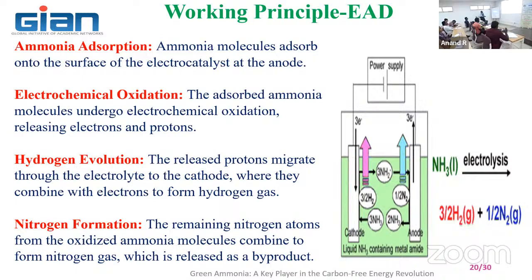So ammonia molecules adsorb on the surface of the electrode at the anode. The adsorbed ammonia molecules undergo electrochemical oxidation, releasing electrons and protons. The released protons migrate through the electrolyte to the cathode, where they combine with the electrons to form hydrogen gas. The remaining nitrogen left over on the anode side will combine and come out from the reactor as nitrogen. So you take out the hydrogen at the cathode side, and at the anode you can take out the nitrogen.